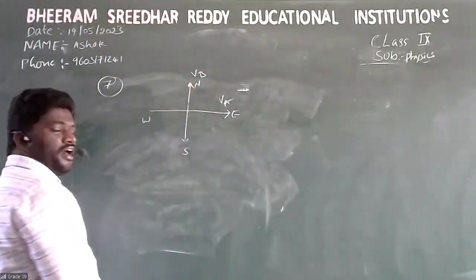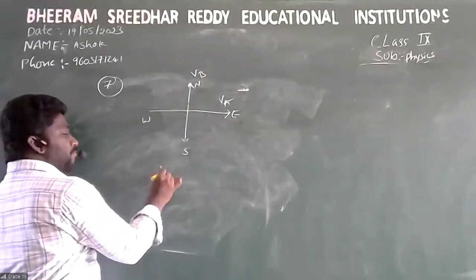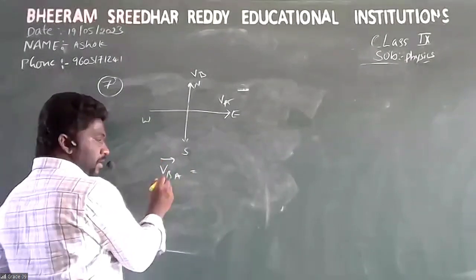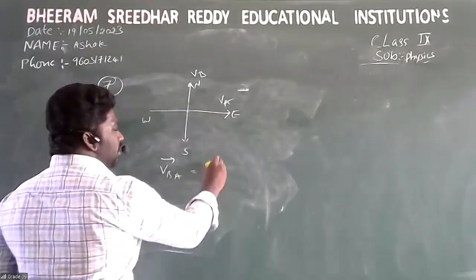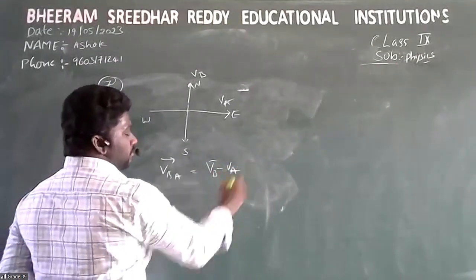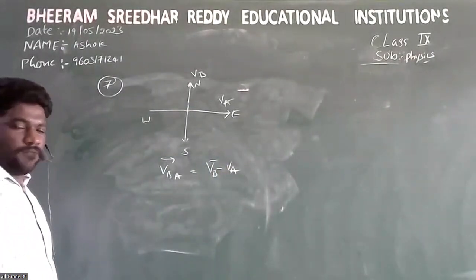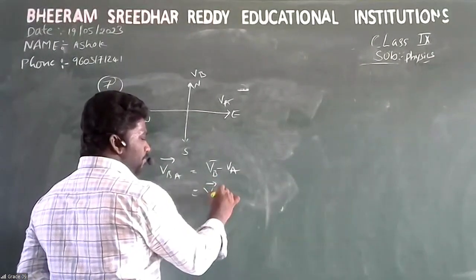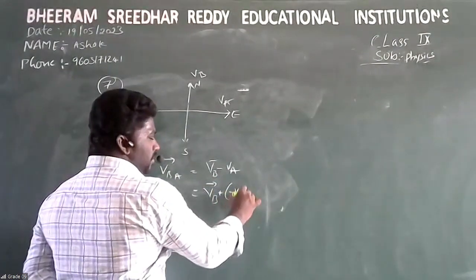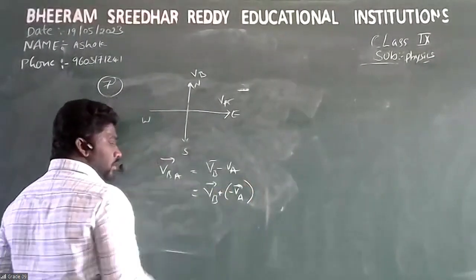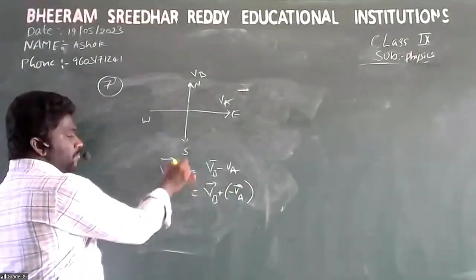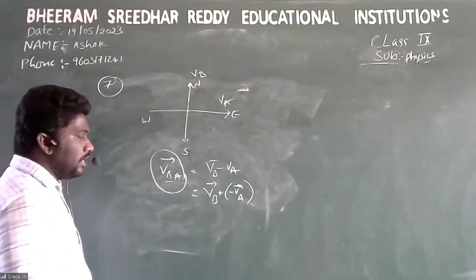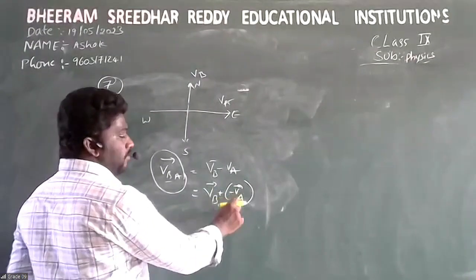Now we have to find the velocity of B with respect to A. That is nothing but the velocity of the B particle with respect to the A one, that is VB bar minus VA bar. It can also be written as VB bar plus minus VA bar. Here, VBA, the velocity of the second or B particle with respect to the A particle, is the resultant of VB bar and minus VA bar.